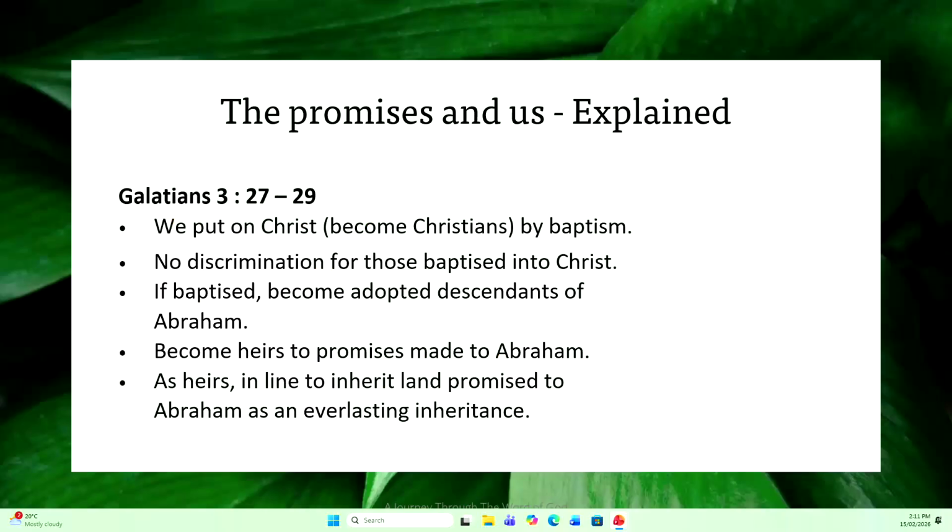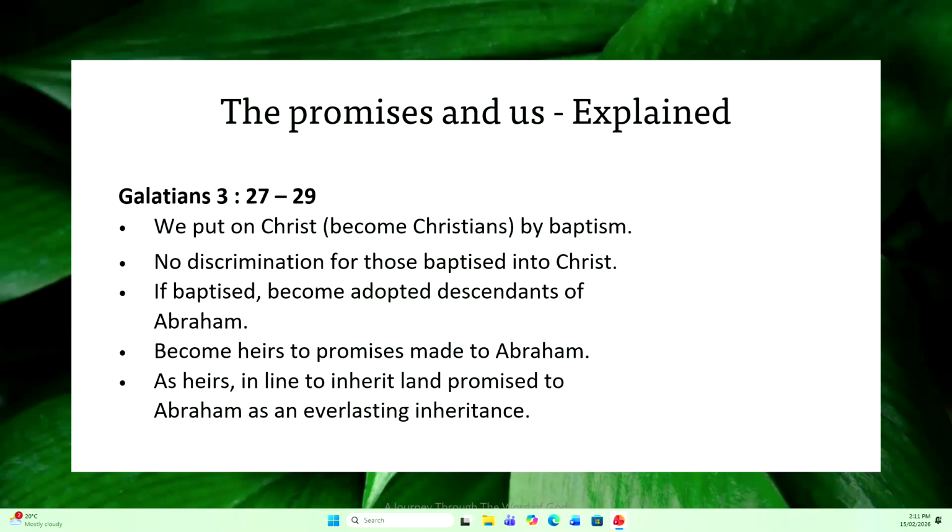Galatians 3 verse 27 says, for as many of you as have been baptised into Jesus have put on Jesus, and when that happens, there is neither Jew nor Greek, there is neither slave nor free, neither male nor female, for you are all one in Jesus. And if you are Christ's, then you are Abraham's seed and heirs according to the promise.